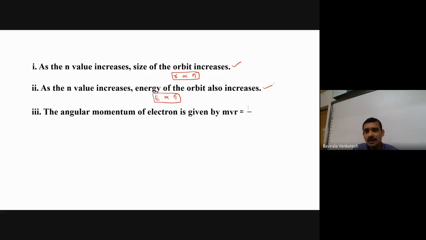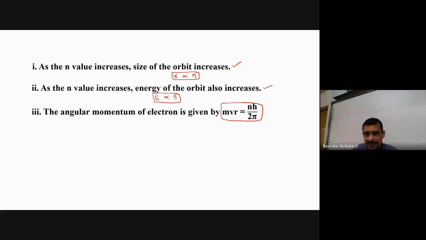The angular momentum of the electron is given by, already we discussed this in Bohr's model, angular momentum mvr is equal to nh by 2 pi. So in this also, n is nothing but your principal quantum number. So with the principal quantum number, we can calculate the angular momentum of the electron. When you substitute, h is common. h is the Planck constant, 6.6 into 10 to the power minus 34 joule-seconds. That is common for any electron.